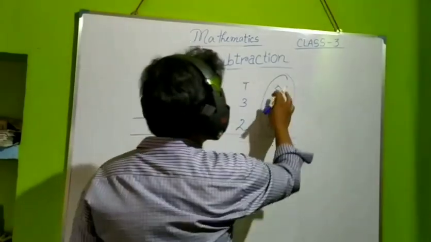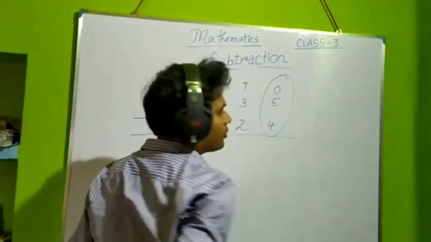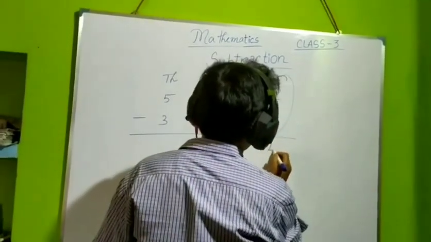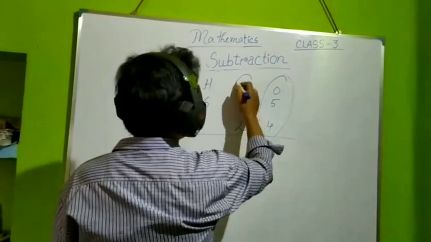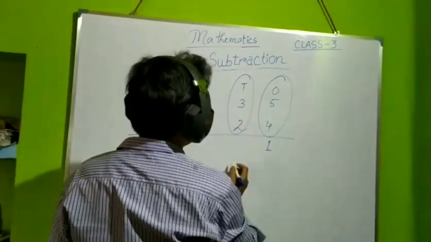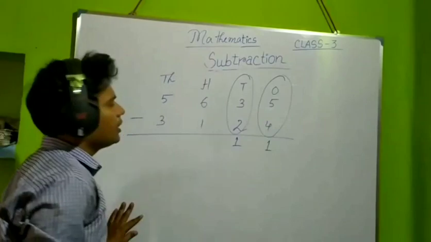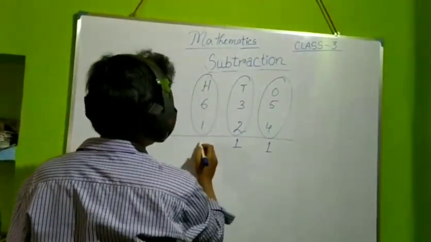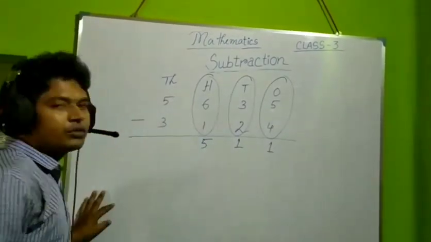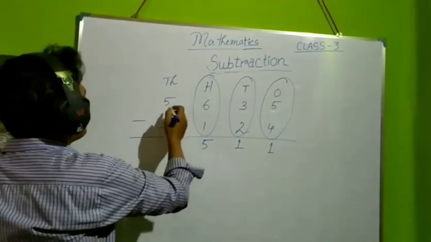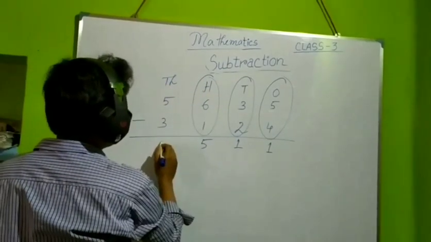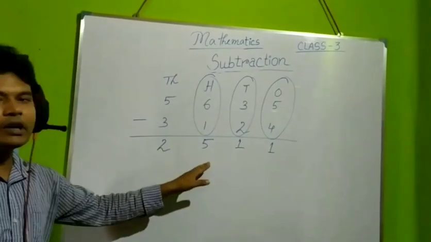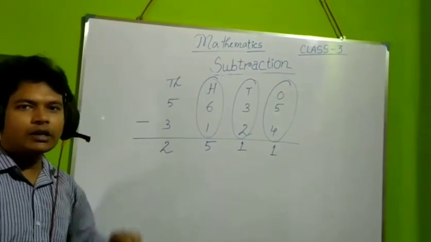Okay, now you come to the ones place. 5 minus 4, 5 is greater than 4, so 5 minus 4 equals 1. Come to the tens place now. 3 minus 2 equals 1. Now you come to the hundred place. In hundred place, 6 minus 1 equals 5. Now come to the thousands place. In thousands place, 5 minus 3 equals 2. So the difference between these two numbers is 2511. That is our result. Okay.